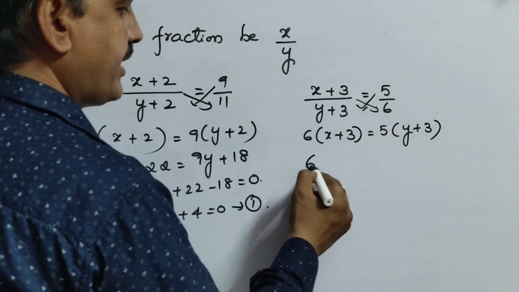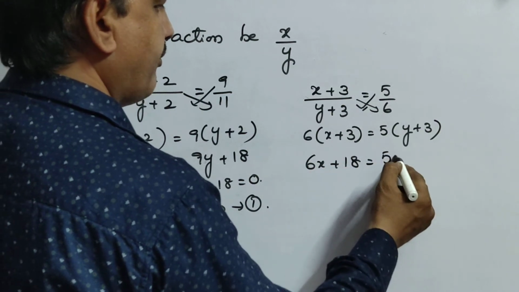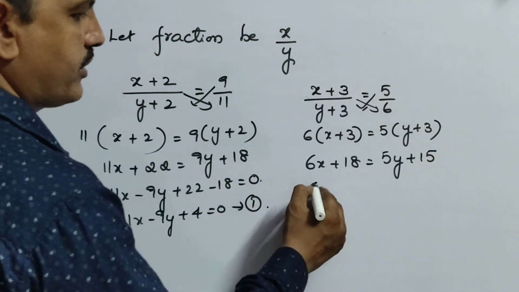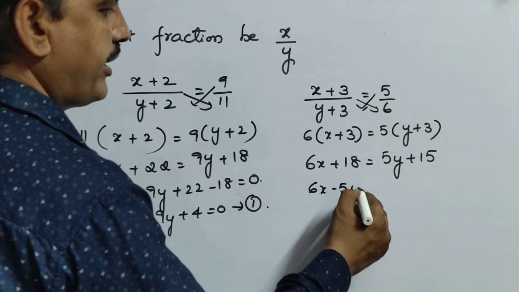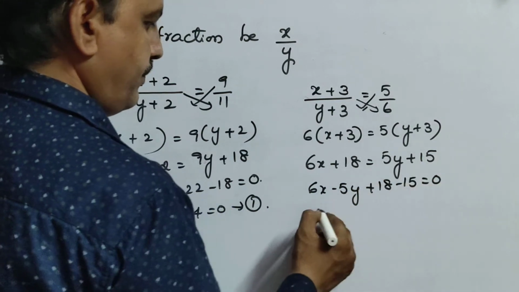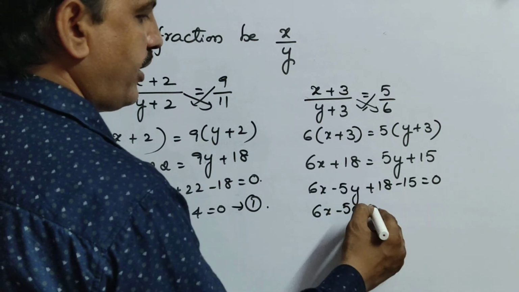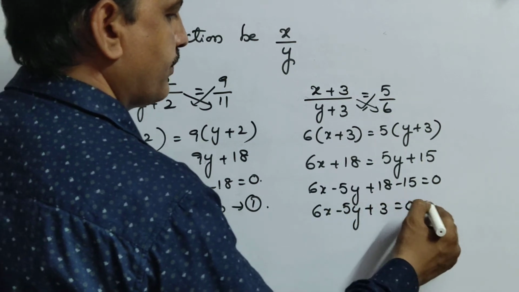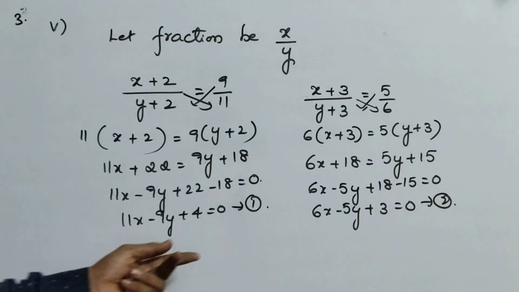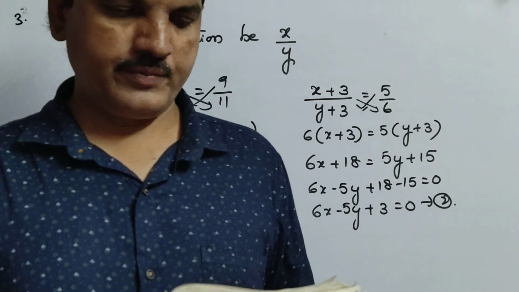So 6 into x, 6x plus 6 3s are 18. 5 into y, 5y plus 5 3s are 15. Now 6x minus 5y plus 18 minus 15 equals 0. So 6x minus 5y, 18 minus 15 is plus 3, equals 0. So this is the second equation. Now by substitution method, find the values of x and y. Then you will get the fraction.